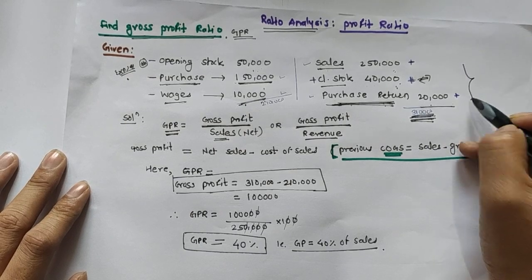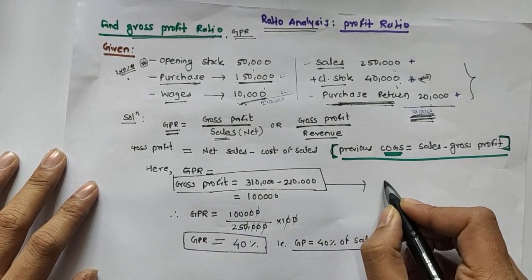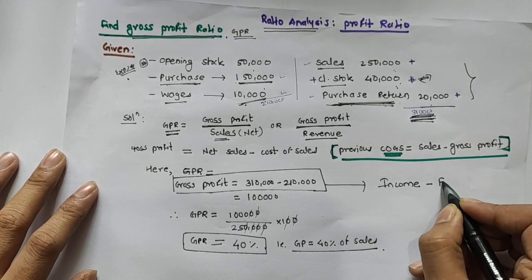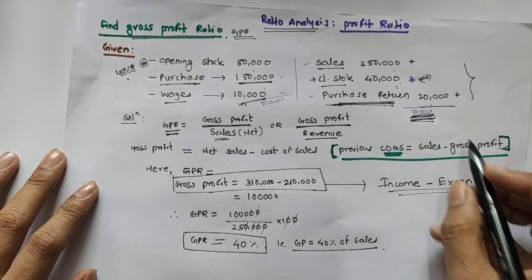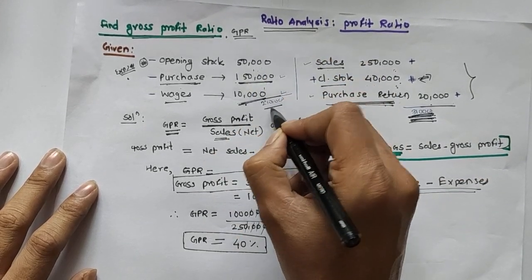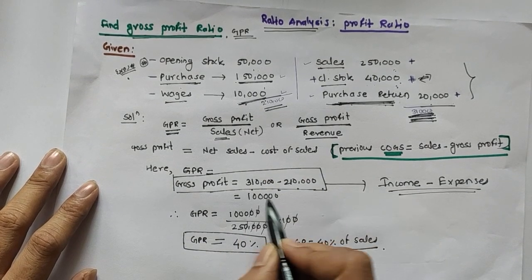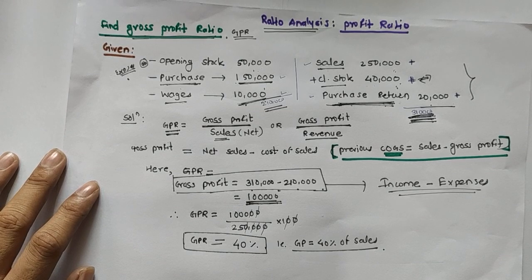In short, gross profit is nothing but income minus expenses. So what is your income? We have added 3,10,000. What are your expenses? We have added 2,10,000. So 3,10,000 minus 2,10,000, you will get 1 lakh. Your gross profit is 1 lakh.